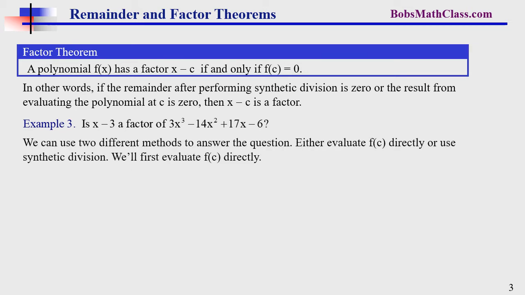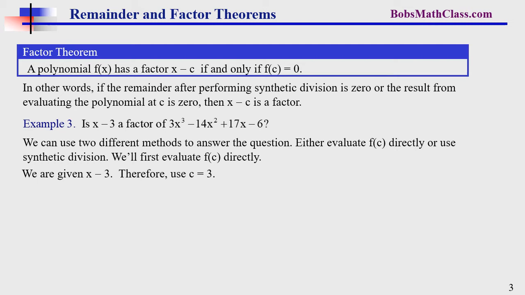All right, so we can use either method. You could either just plug in 3. Our c would be 3, right? If it's x minus 3, then c is positive 3. So in this example, what we'll do first is we'll find f of c directly, just to show the different methods.